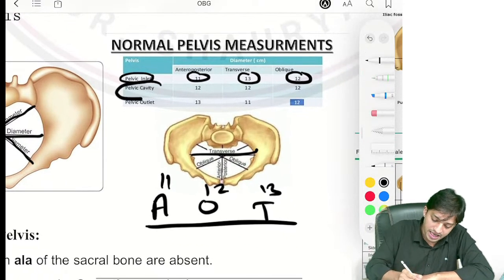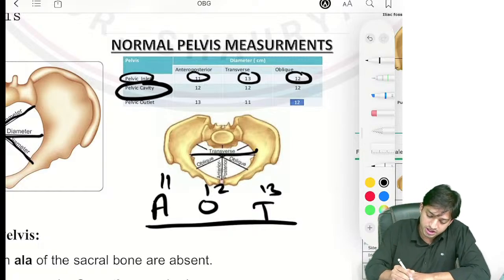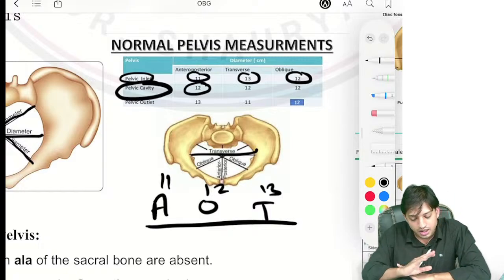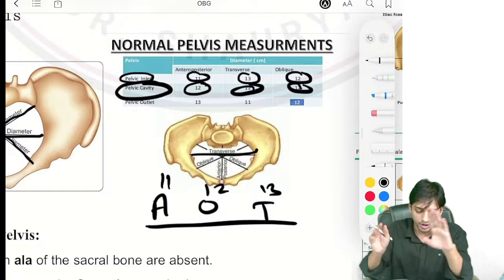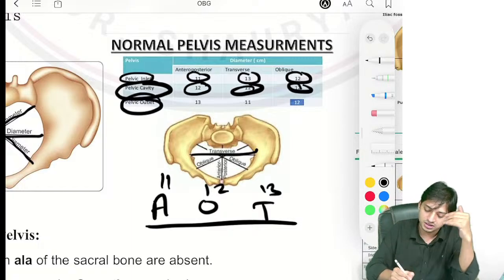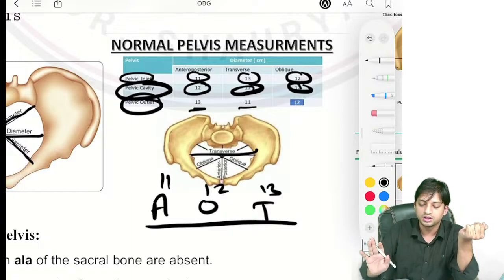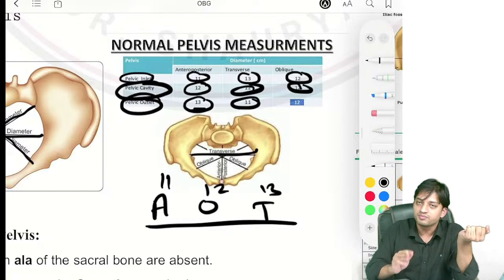Coming to the pelvic cavity, in the pelvic cavity what will you see? You see here the anterior posterior diameter is again constant in the cavity, all the diameters 12, 12, 12, no need to remember. Pelvic outlet, you see, just reverse the AP and the transverse ones, done. AP will become 13, transverse will become 11.